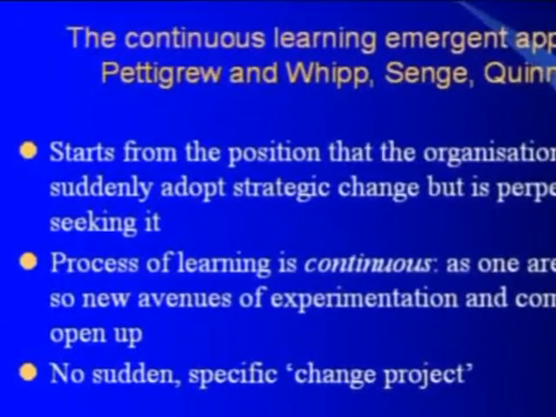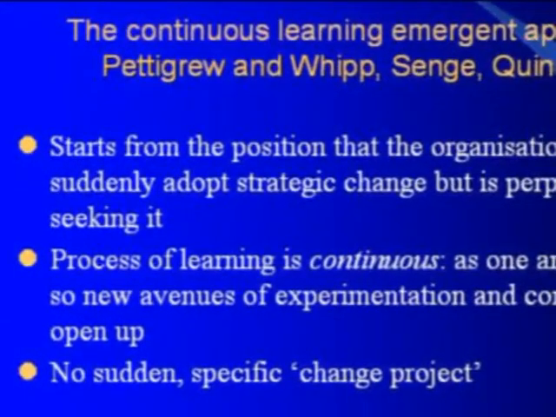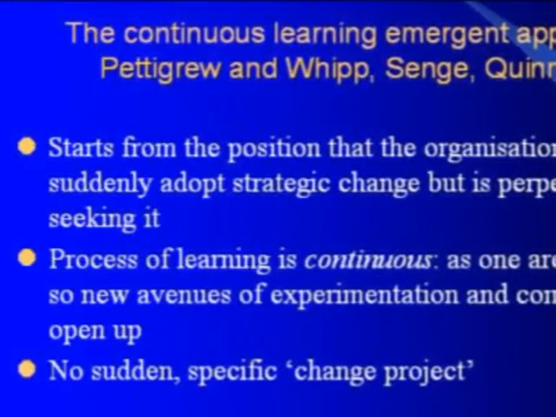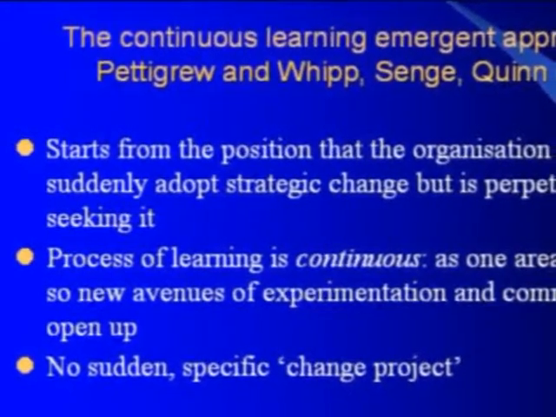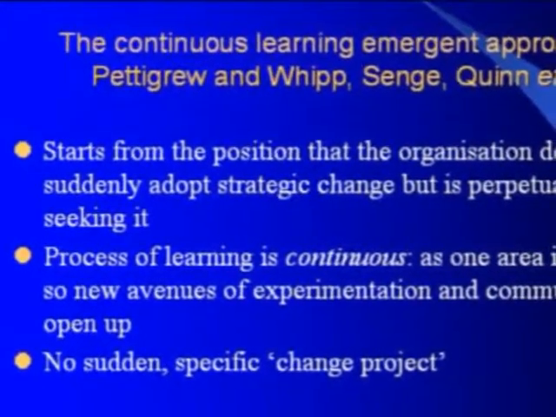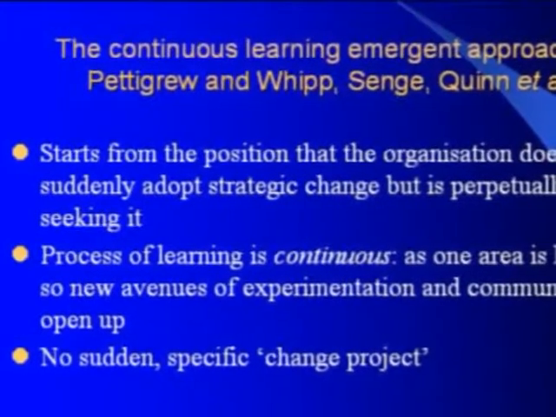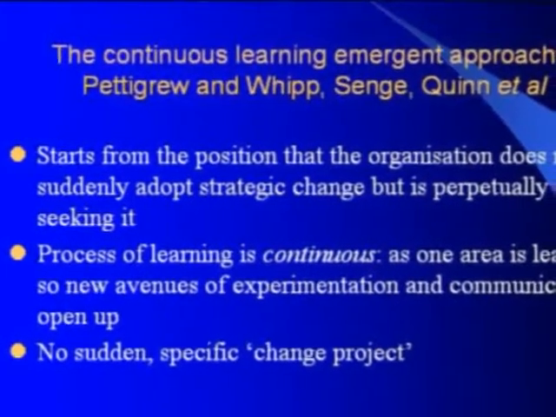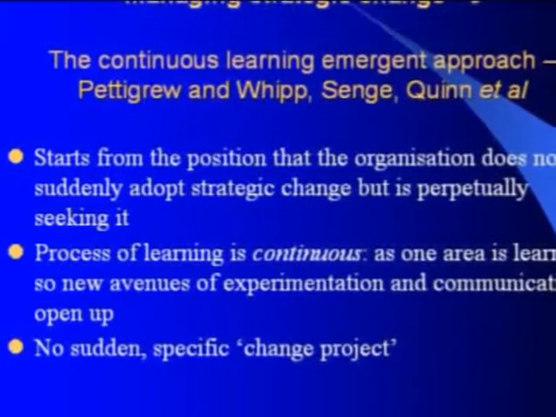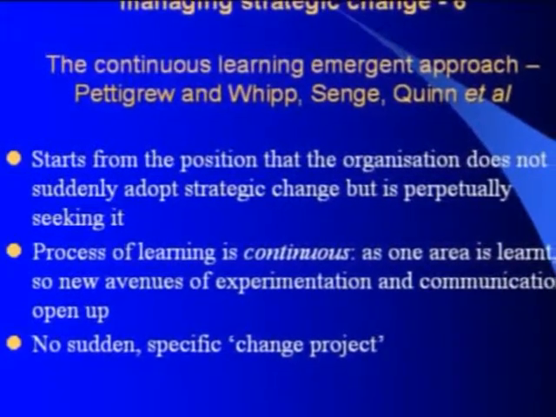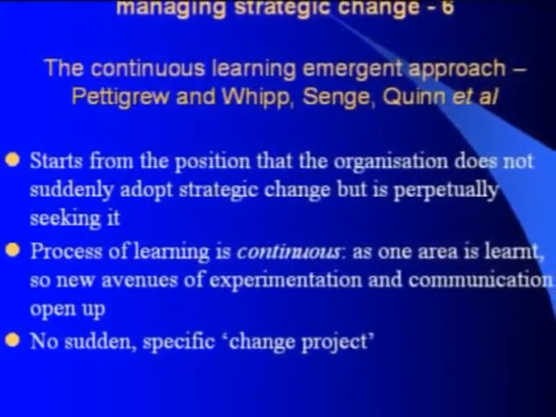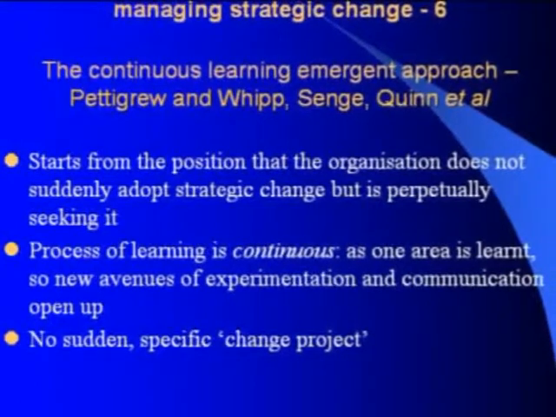According to Peter Senge, the learning organization does not suddenly adopt strategic change, but it is perpetually seeking it. Therefore, the organization is using its learning, experimentation and communications to renew itself constantly. Strategic change is therefore an emergent, constant process.